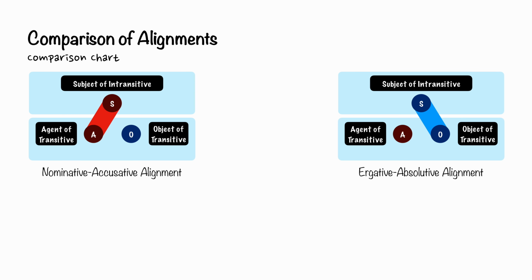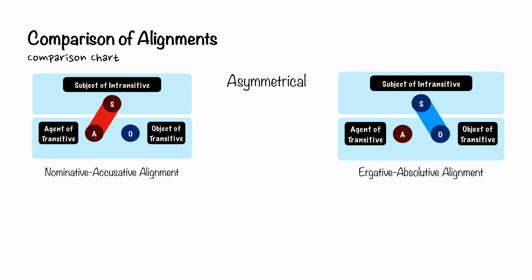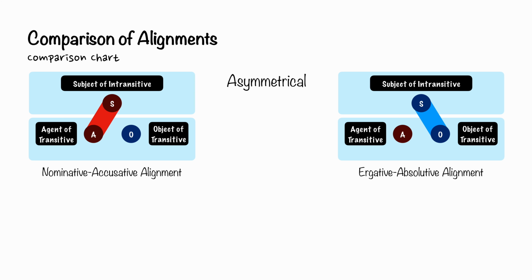Now we have examined both alignments. Both nominative-accusative alignment and ergative-absolutive alignment are asymmetrical. In nominative-accusative alignment, a triangle in the chart is oriented to the left, while in ergative-absolutive alignment, it is oriented in the opposite direction to the right.